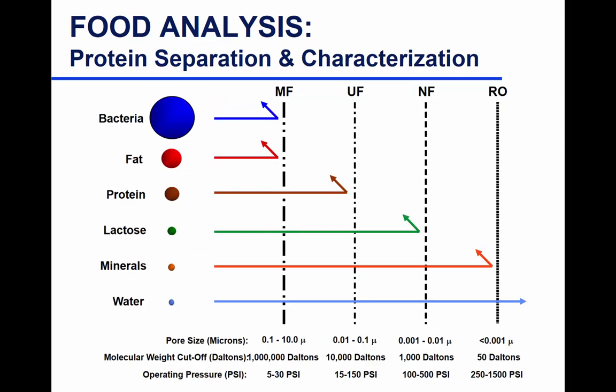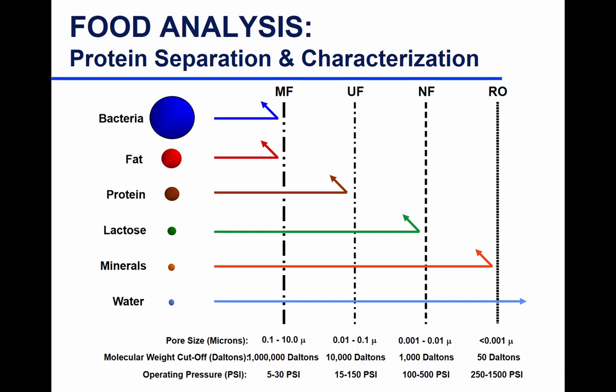Okay, so here's an example of what we do on an industry scale. Take milk, for example, and you want to separate the protein from fat, bacterial cells, lactose, minerals, and water. You want to concentrate the proteins. If you start with microfiltration, your fat and bacteria will be the retentate that stays on the side of the membrane, and protein, lactose, minerals, and water will go through.